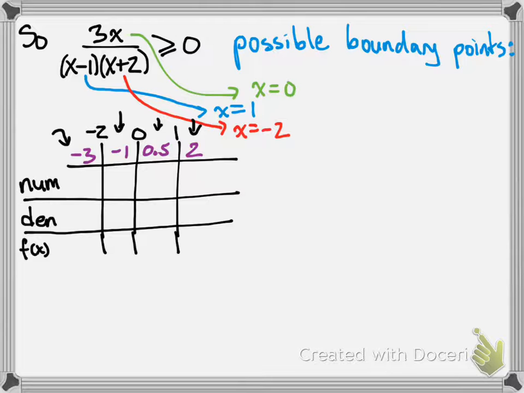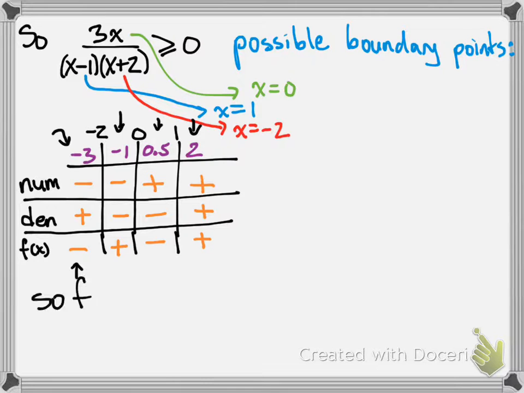If I plug in -3, the numerator is negative, the denominator is positive, and a negative divided by a positive is negative. If I plug in -1, my numerator is negative, my denominator is negative, and so the full function is positive because a negative divided by a negative is positive. If I plug in 0.5, I get positive over negative, which means negative, and if I plug in 2, I get positive over positive, which makes my whole function positive.